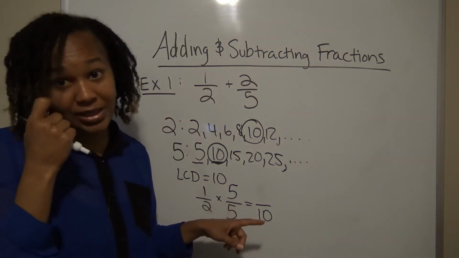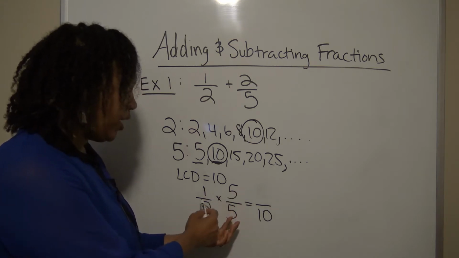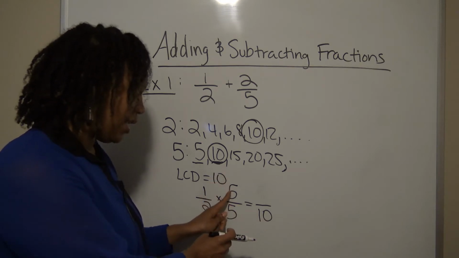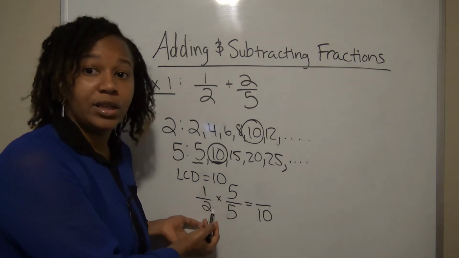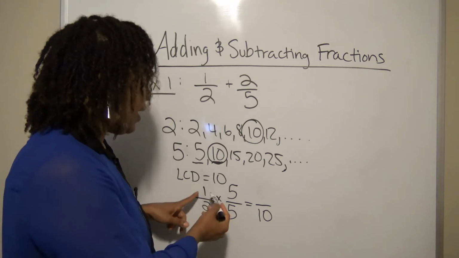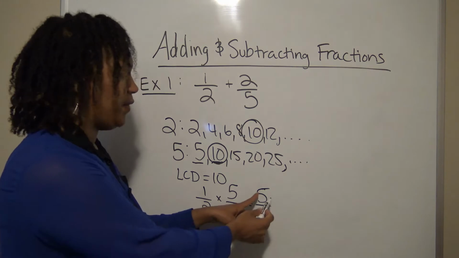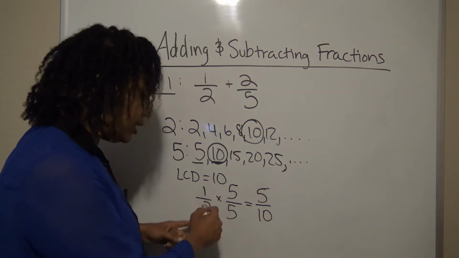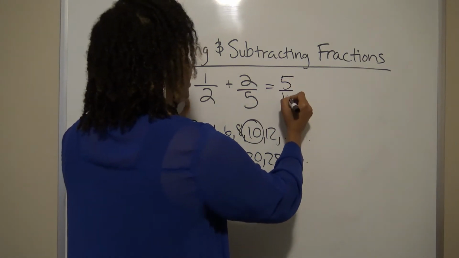Now, why do I have to multiply the top and bottom by 5? Because 5 over 5 is equal to 1. And 1/2 times 1 is still equal to 1/2. That means if I multiply the top and bottom by the same number, then I'm not changing this fraction. I'm not changing what it's equivalent to. Only thing I'm changing is the form that it's written in. So if I multiply 1 times 5, I get 5. So in other words, 1/2 is equal to 5/10, meaning this is still equal to this. It's just written in a different form. So I'm going to replace 1/2 with 5/10.